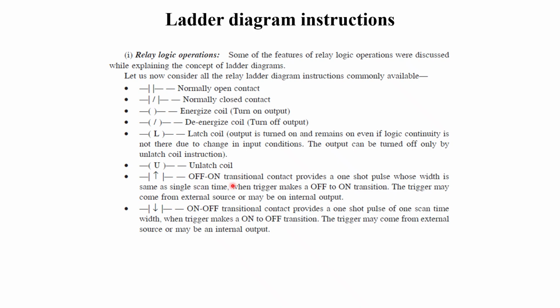Also there is an off-on transitional contact, which provides a one shot pulse whose width is the same as a single scan time, and similarly an on-off transitional contact, which provides a one shot pulse for one scan time when the trigger makes an on to off transition. Okay, so these are all the different types of relay ladder instructions used in PLC programming.